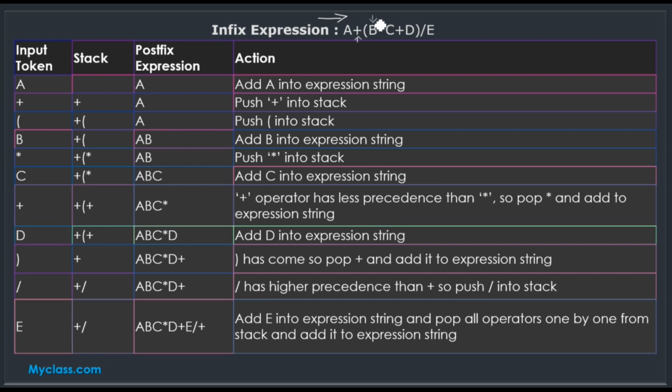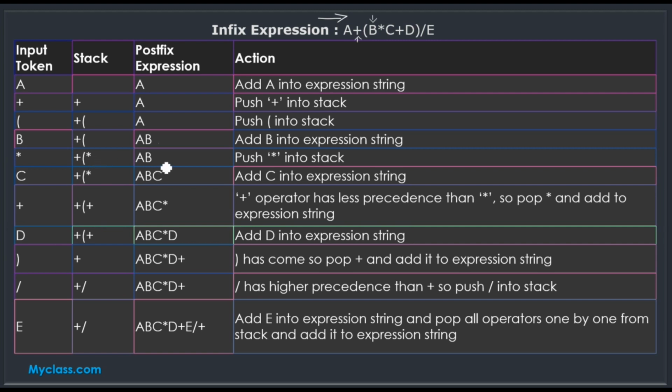Now we scan an operand B. If the scanned character is an operand, we push that into our postfix expression. Now the postfix expression contains A, B. The stack contains plus and an opening bracket. Next is star, multiplication. If a scanned character is an operator and the stack's topmost element is an operator, then we check lots of conditions. If it is not an operator, no need to worry. We push that operator into the stack.